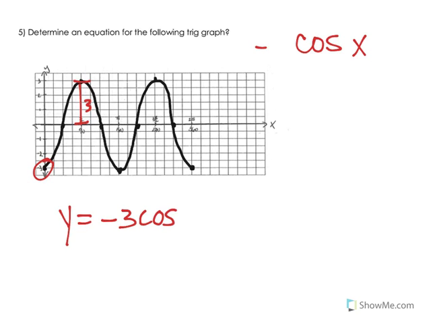And now we have to ask ourselves, how many curves do we see here? Well, I see one full curve here, and then I see a second curve here. So that means my frequency, which is that b value, is going to equal 2 because I see 2 full curves in 2 pi. So my final equation is negative 3 cosine of 2x.